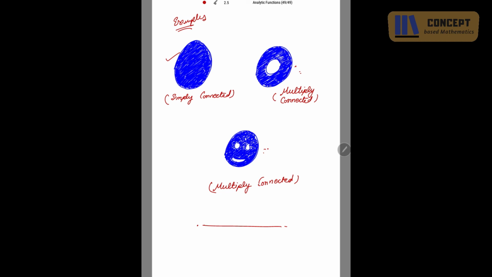In the next class we are going to start the harmonic function. So this is just a simple concept for just a change in these analytic functions. It is a very interesting one.